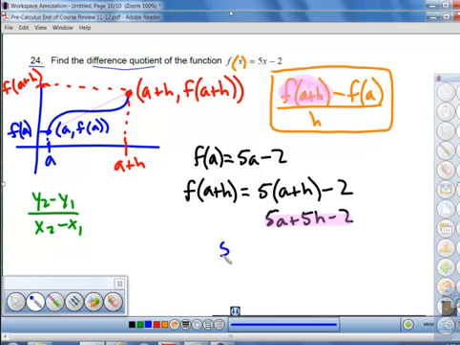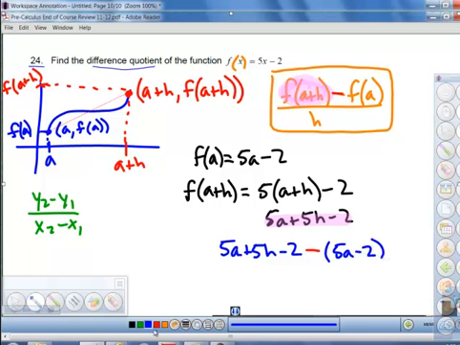So this is going to be 5a plus 5h minus 2. Then minus, this is the minus right here, the f of a, which is 5a minus 2. Now I have to put this in parentheses because I'm subtracting a binomial, so that's 5a minus 2. Basically this is going to change the sign of everything here, so we'll make that a negative, and this is minus, and this is plus. Now all of that is being divided by h.